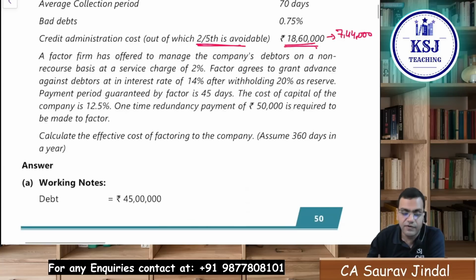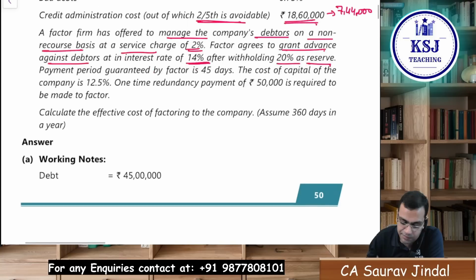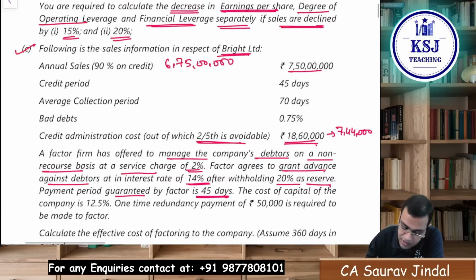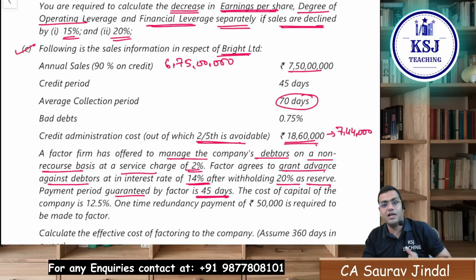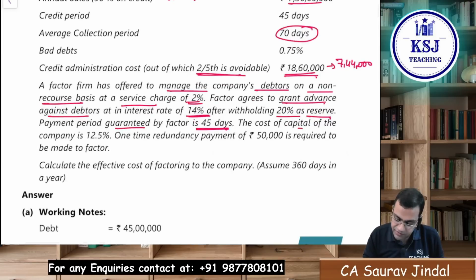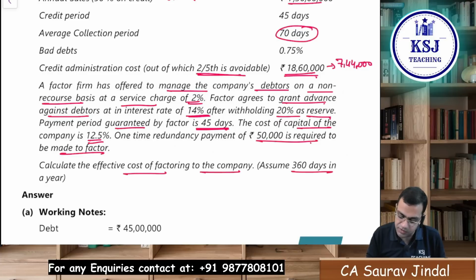A factor firm has offered to manage the company's debtors on the non-recourse basis at a service charge of 2%. The factor agrees to grant an advance against the debtors at an interest rate of 14% after withholding 20% as reserve. The payment period guaranteed by the factor is 45 days. Otherwise, the collection period is 70 days. The factor says, I will collect the money in 45 days, sir. Don't worry. The cost of capital of the company is 12.5%. One-time redundancy payment of 50,000 is required to be made. Calculate the effective cost of factoring to the company. Assume 360 days in a year.